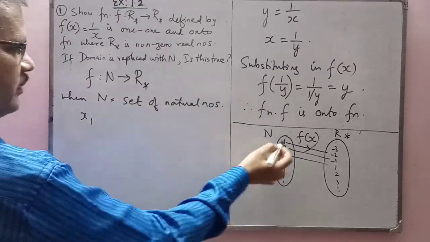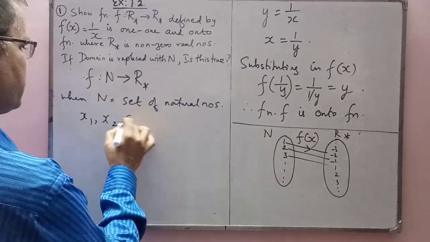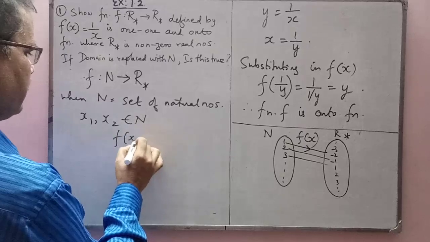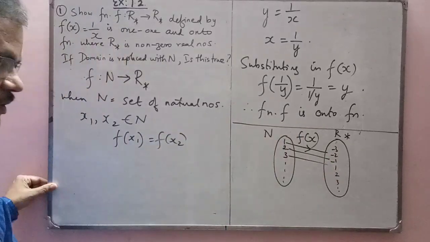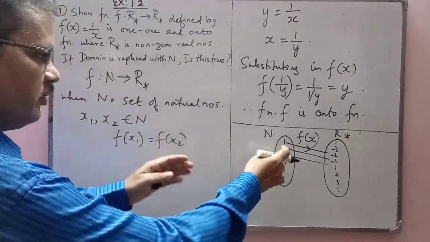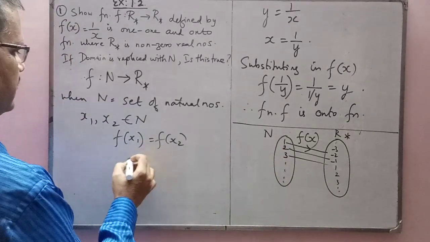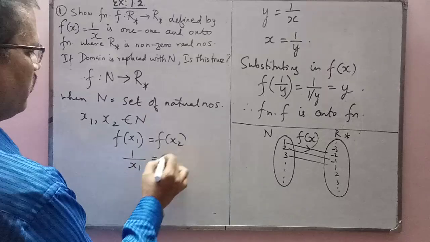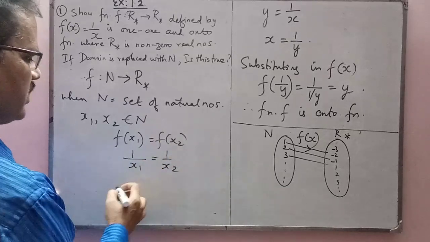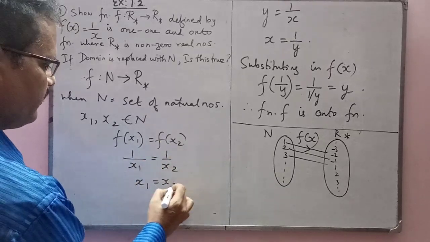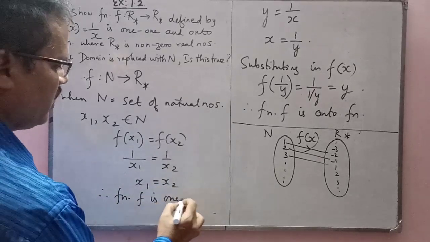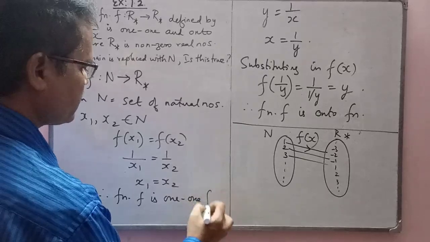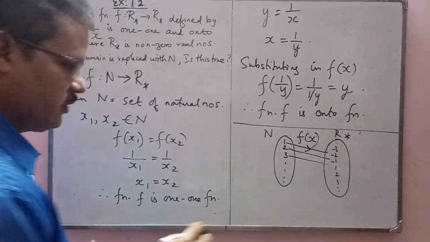Take two elements x1, x2 belonging to N. Start with f of x1 equal to f of x2. You are taking two images here. So if you get the same elements, then you can say it is one-to-one. 1 by x1 is equal to 1 by x2. Taking reciprocals, you get x1 equal to x2. Therefore, the function f is one-to-one. The first part got over.